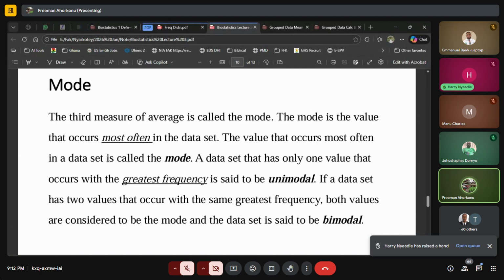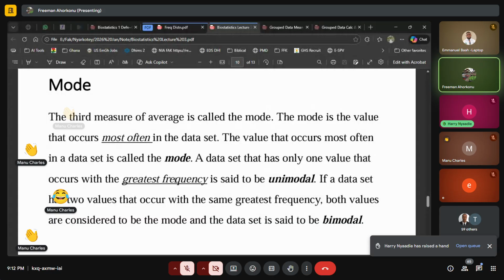And we are referring to that kind of data as being what? Bimodal. And bi means what? Two. Bimodal. The modal there is just an adjective derived from the word mode. I hope I've explained myself enough.